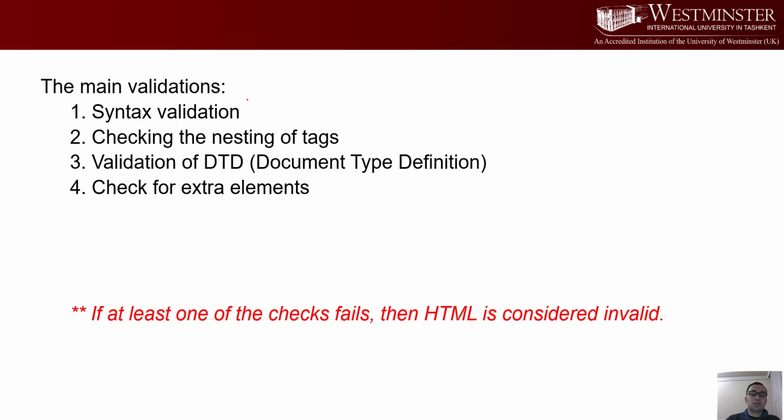The main validations are for syntax validation. Also, validation is for checking the nesting of tags. Validation is also for checking the document type definition. Also, validation can be for checking extra elements. If at least one of the checks fails, this means the whole HTML is considered invalid.